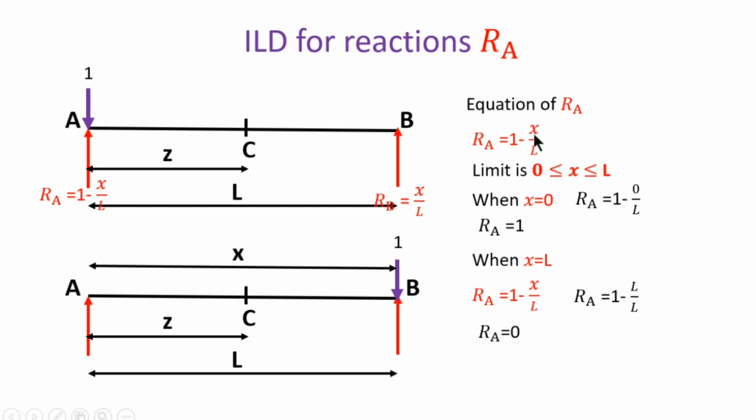It means when x equal to 0, RA is equal to 1, and when x equal to L, RA is equal to 0. So now we draw here the ILD for reaction RA.